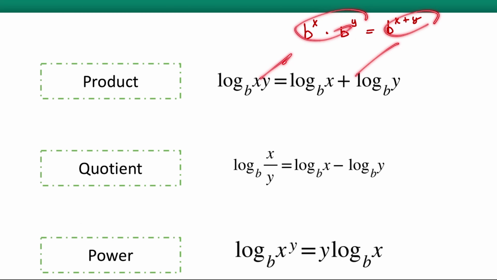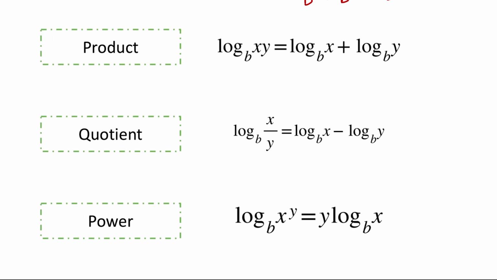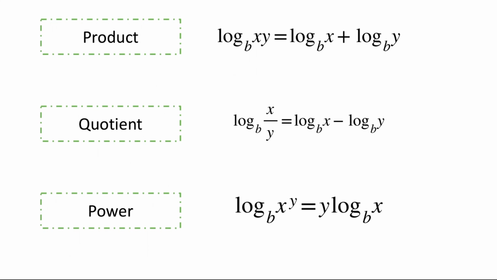Now the next one says that if we have log to a base number and we're dividing, we split to subtraction, just like we would have with exponentials. And then finally, the last one: if we have log to a base number of x to the power of y, we can take this number y and bring it to the front, as you see here. That one's a little bit different.